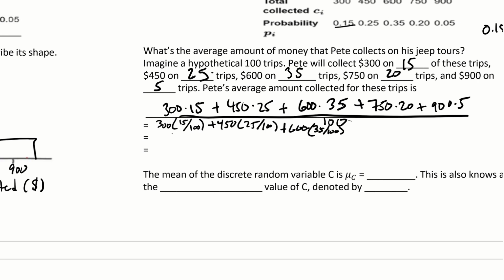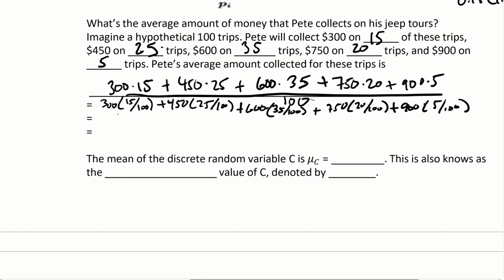Again, sorry for the little amount of space here. 750 times 20 out of 100, and then 900 times 5 out of 100. Okay, so that's what we got so far. Just zooming in on that. And so 15 out of 100, that's just a decimal. That's 0.15, right? And that's 0.25, that's 0.35.